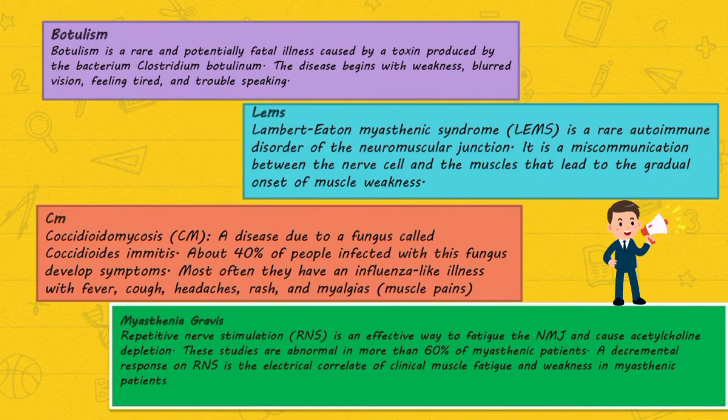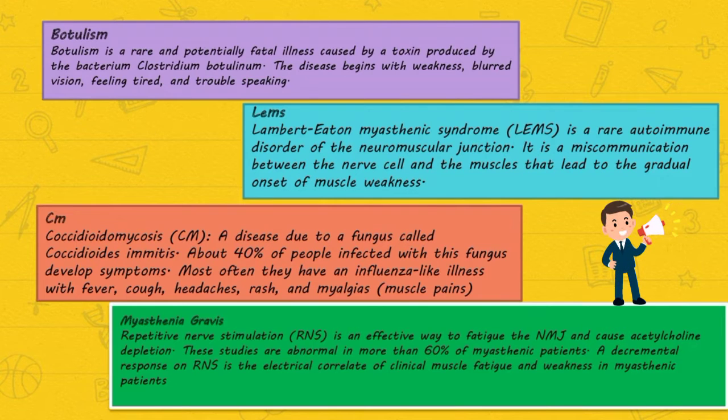Second, LEMS, Lambert-Eaton myasthenic syndrome. LEMS is a rare autoimmune disorder of the neuromuscular junction. It is a miscommunication between the nerve cell and the muscle that leads to the gradual onset of muscle weakness.